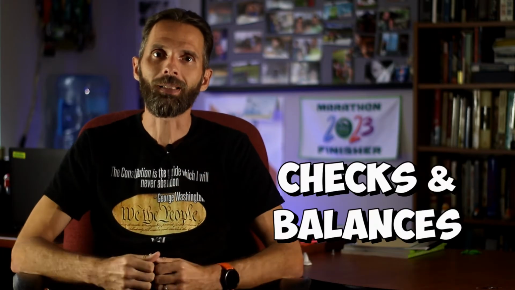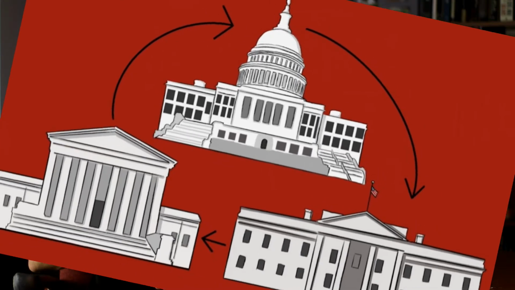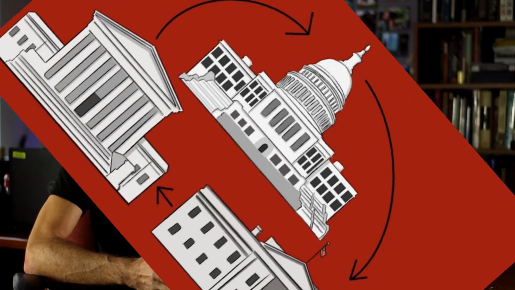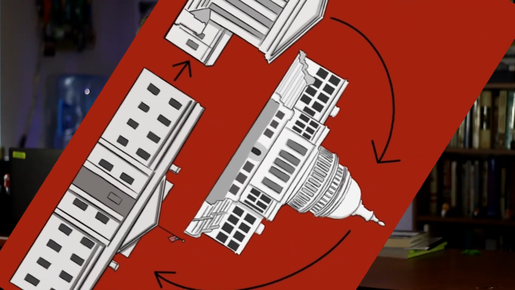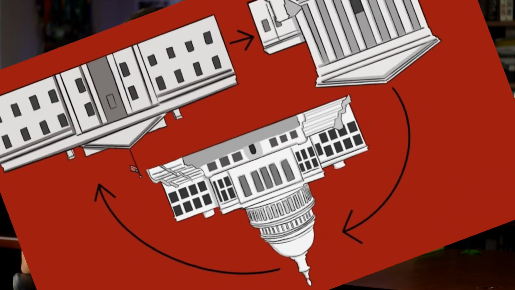Next, we have the concept of checks and balances. This refers to the system of controls that each branch of government has over the others. It prevents any one branch from becoming too dominant. For example, the President can veto laws passed by Congress, but Congress can override that veto with a 2/3 majority vote. The Supreme Court can declare laws unconstitutional, but Congress can propose amendments to the Constitution to overturn those decisions. These checks and balances ensure a balance of power among the branches.